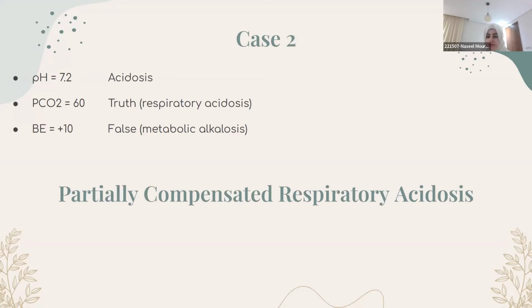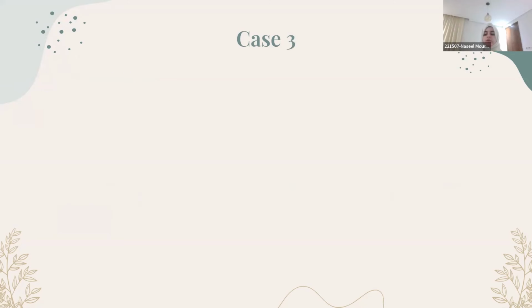Partially compensated respiratory acidosis. Now, why didn't we say fully compensated? Can anyone guess why? We're always saying partially. Why are we not saying fully compensated? It's never fully right. Exactly. The pH never corrects. If it was fully compensated, the pH would go back to normal. It would go back to 7.4. Okay, excellent.